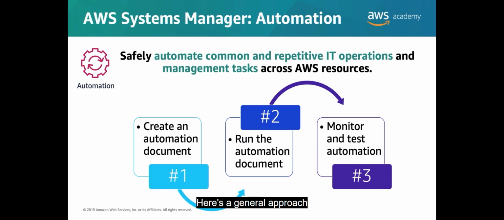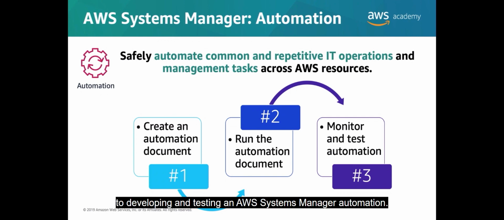Here's a general approach to developing and testing an AWS Systems Manager automation. First, create an automation document or use an existing automation template. This document or template includes sequential steps and parameters that AWS Systems Manager runs. Next, run the automation using AWS Systems Manager to do a few routine tasks, such as launching an instance, taking snapshots, or deleting old instances.